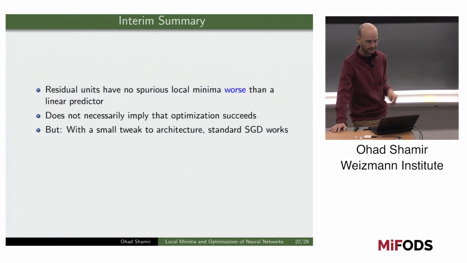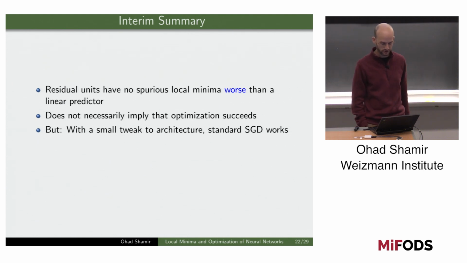OK, so just an interim summary. We talked about residual networks. We showed how residual units have no spurious local minima worse than a linear predictor. On the other hand, it does not imply that optimization actually succeeds. It's just a geometric statement. But with a small tweak to the architecture, we can say something for standard stochastic gradient descent.